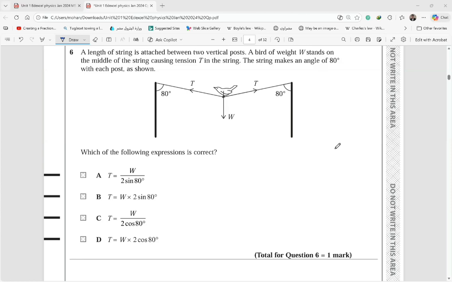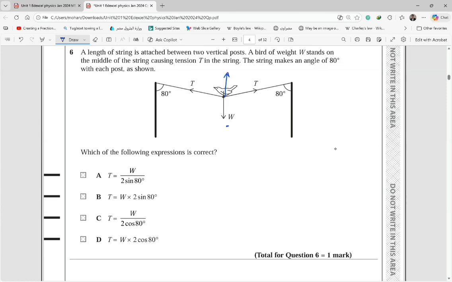For this one, you know that the weight is acting downward. This means it is balanced by an upward force. This upward force comes from the tension here and the tension here. What is the tension here? The component of the tension is T cosine, because it is adjacent to the angle. So this one is T cosine theta, and this one is also T cosine theta.